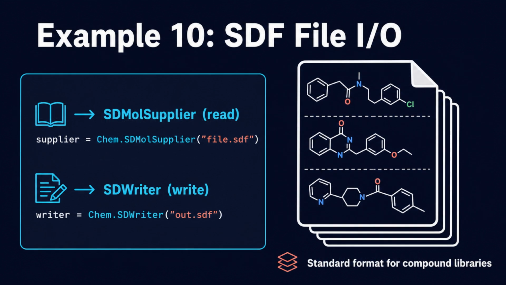Example 10 covers reading and writing SDF files, which store multiple molecules with properties. Use Chem.SDMolSupplier to read SDF files, iterating through molecules and extracting properties with mol.GetProp. For writing, use Chem.SDWriter to create a new SDF file. This format is standard for sharing compound libraries.